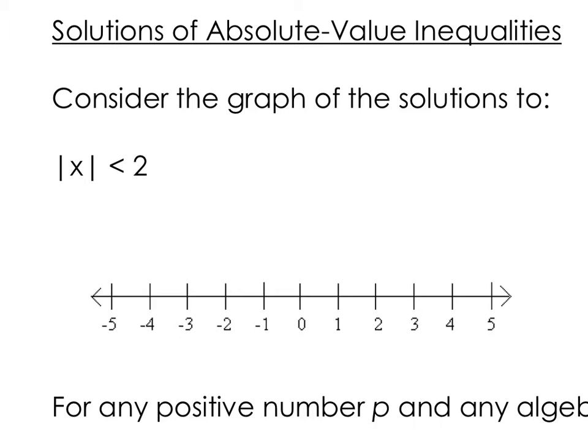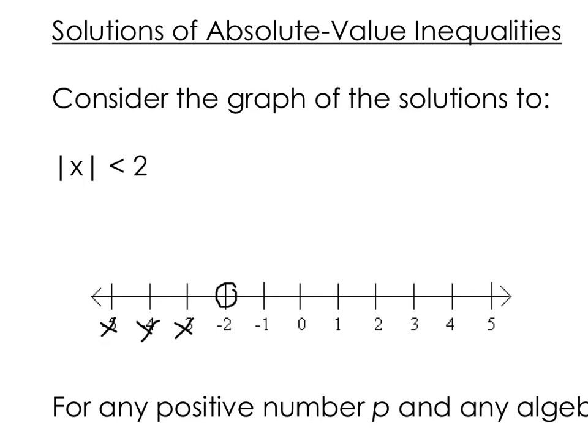If you take the absolute value of -5, do you get a number that's less than 2? Nope, you sure don't. How about -4? Absolute value of -4 is +4. That's not less than 2. -3. The absolute value is +3. That's not less than 2. The absolute value of -2 is +2. That's not less than 2, but we're so close.